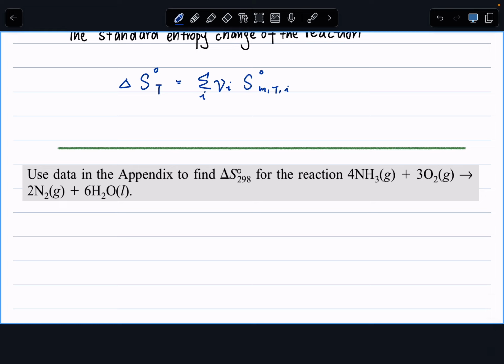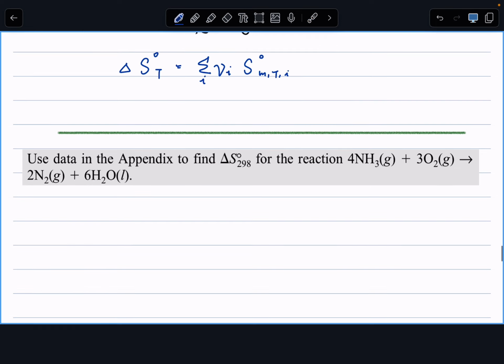So in this case, we'll do one example problem together. It's asking us to find the delta S naught 298 for the reaction, or the entropy change for the reaction. So in here, the first thing we want to identify is my stoichiometric coefficients.